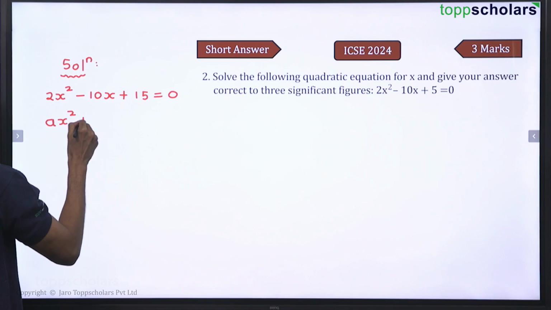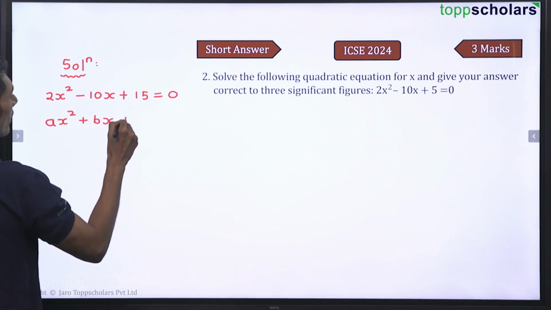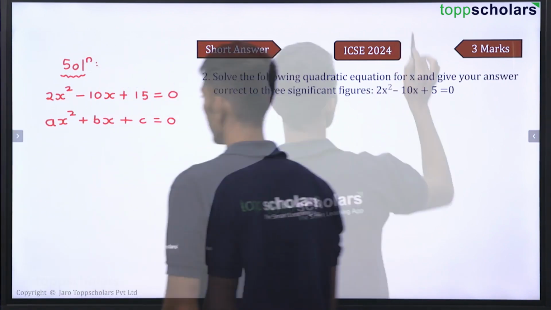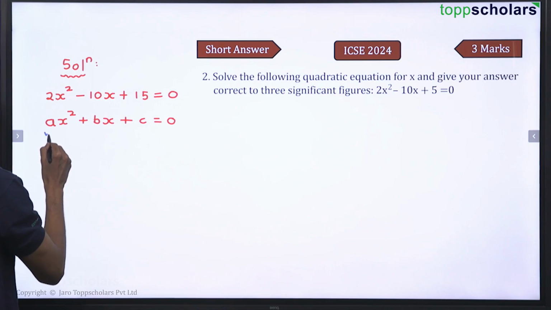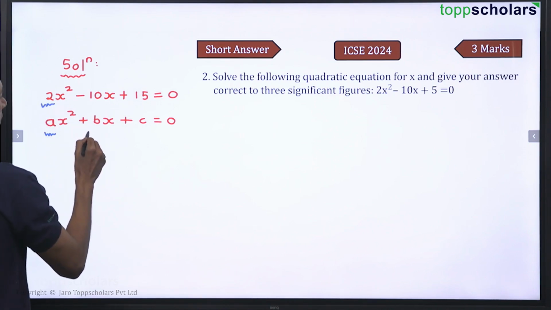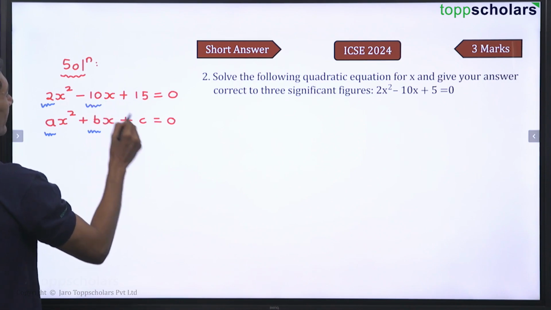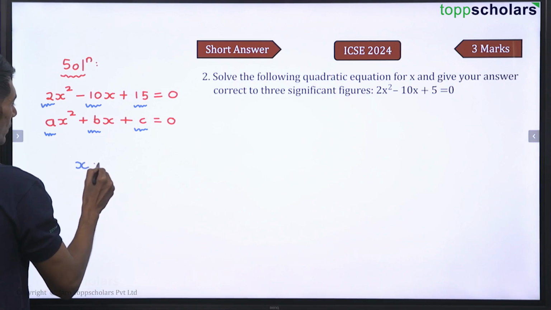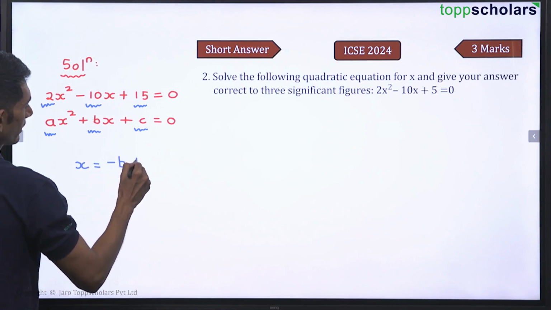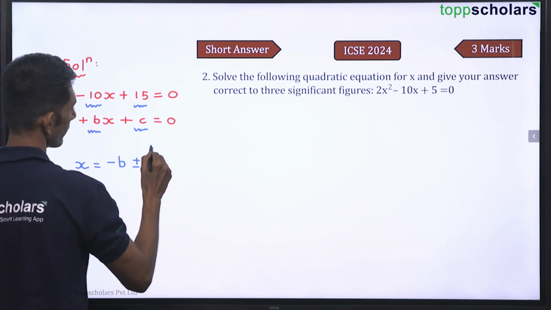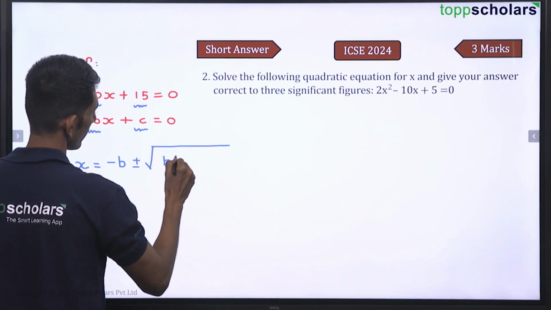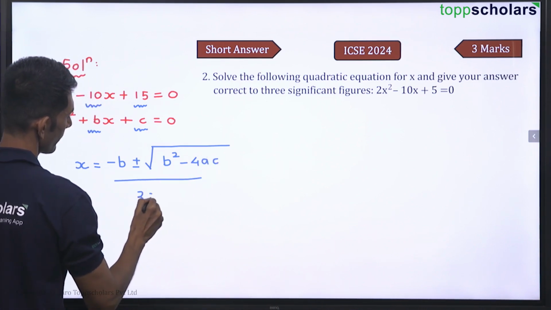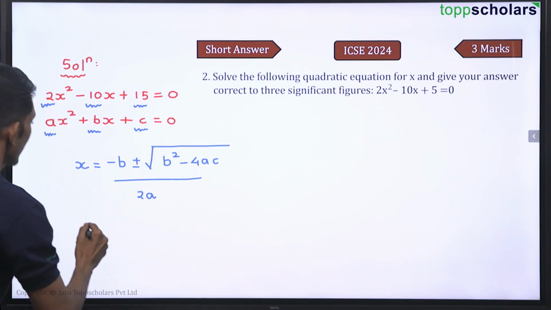I can compare this with ax square plus bx plus c is equal to 0. Here I get the values of a, b and c, right? You get the value of a as 2, you get the value of b as minus 10, you get the value of c as 15. So we get x is equal to minus b plus or minus under root b square minus 4ac the whole divided by 2a, right?